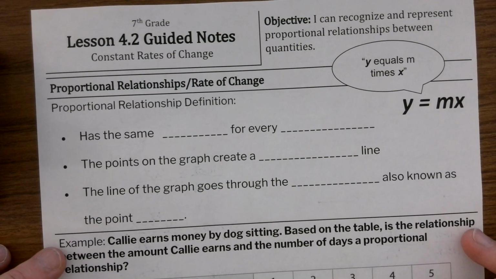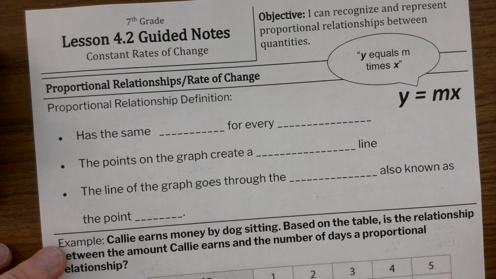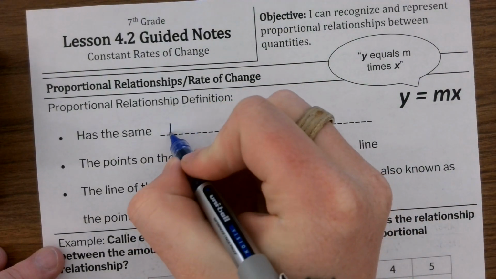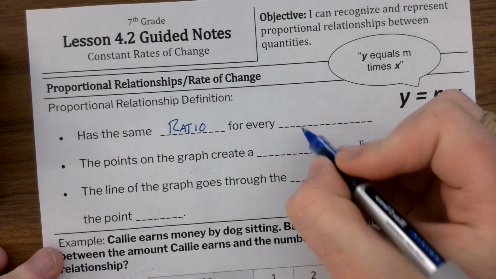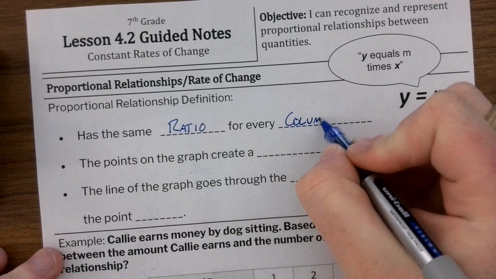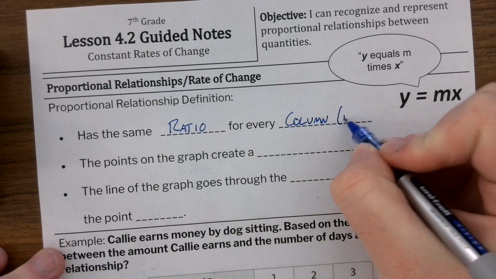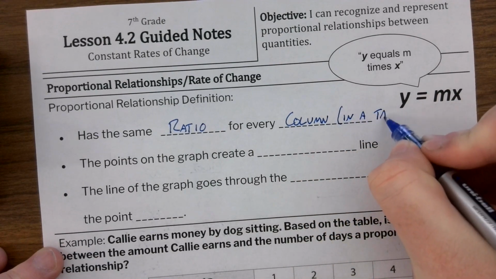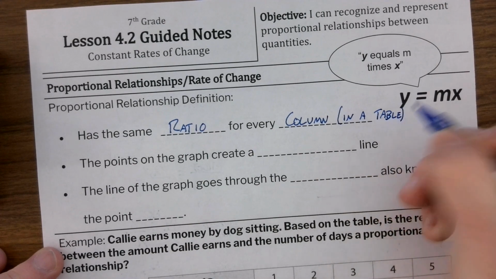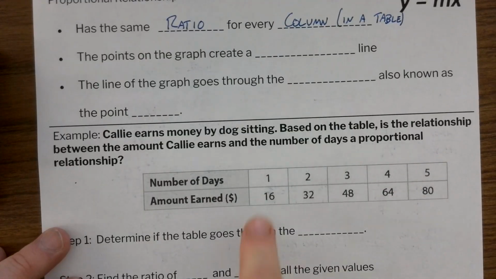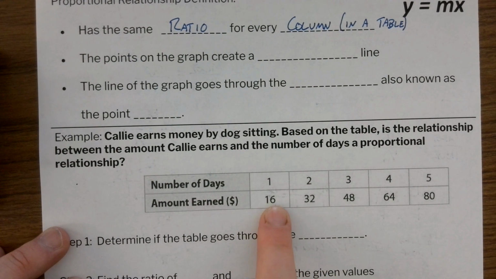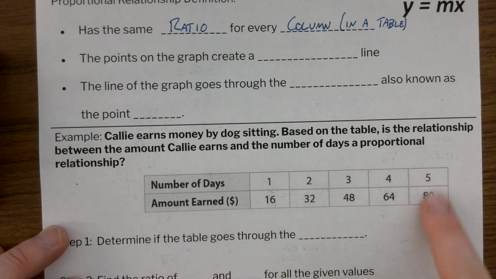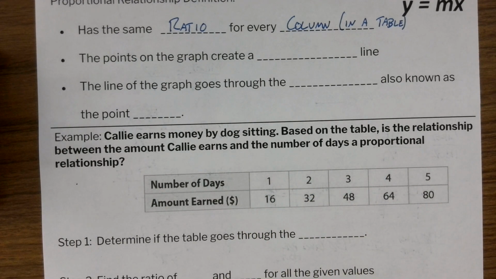So the definition of a proportional relationship is that it has the same ratio for every column, and that is in a table. In that case down here, that means that each of these number pairs has the same relationship. The number of days to the amount earned would have the same relationship in each column, and we're going to get into that in our example here in a minute.